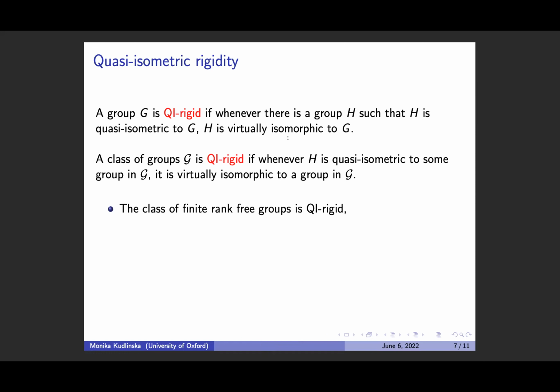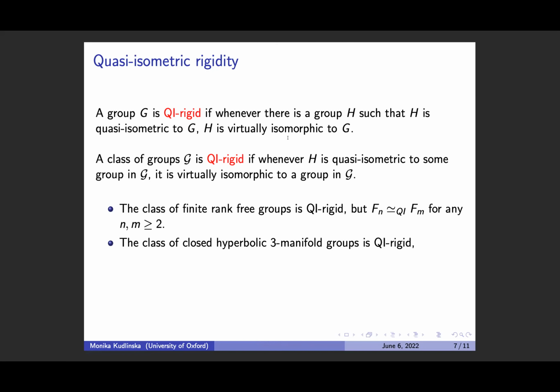Okay, some examples. So finite rank free groups are QI rigid as a class. Whenever I have something that's quasi-isometric to some finite rank free group, it actually has to be virtually isomorphic to it. But free groups themselves are not QI rigid. So if I take, say, a free group of rank 3 and a free group of rank 4, these two are quasi-isometric to each other. So even free groups themselves are not QI rigid.